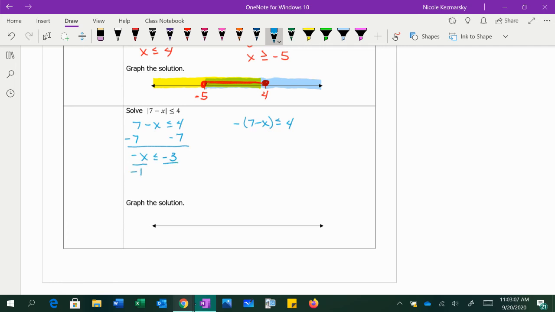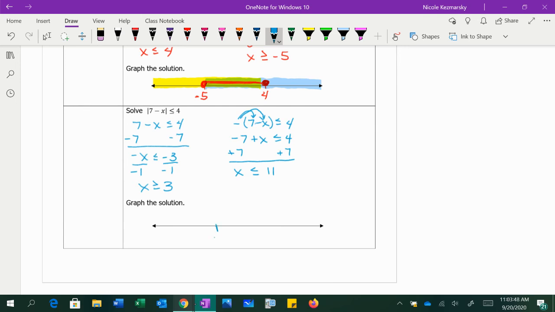Divide by a negative. Be careful with this one because usually it's been the second inequality where we've divided by a negative. This time it's the first. So that means I'm going to have x is greater than or equal to positive 3. Inequality on the right, I'm going to distribute. So I'm going to have negative 7 plus x less than or equal to 4. I'm going to add the 7 and get x less than or equal to, let's see, 11. No negative on that one.